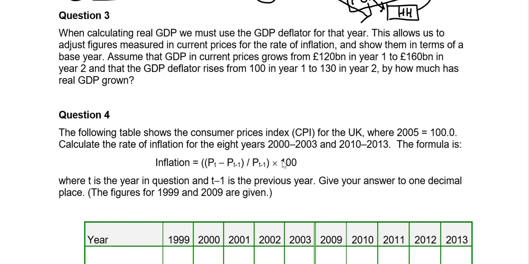Now, this allows us to adjust figures measured in current prices for the rate of inflation and show them in terms of a base year. Assume that GDP in current prices grows from that much. So let's look at this now.